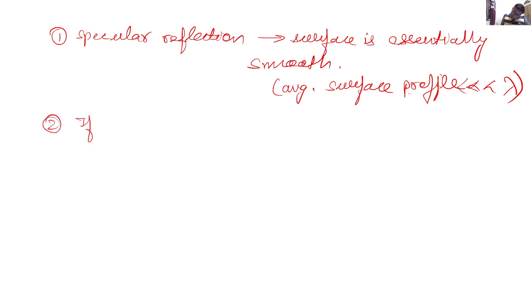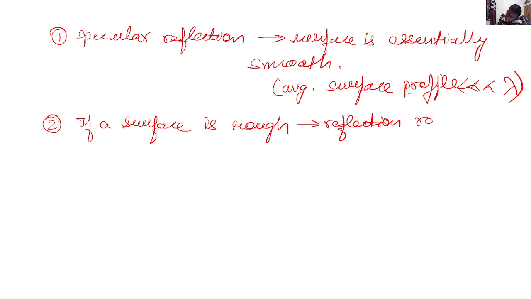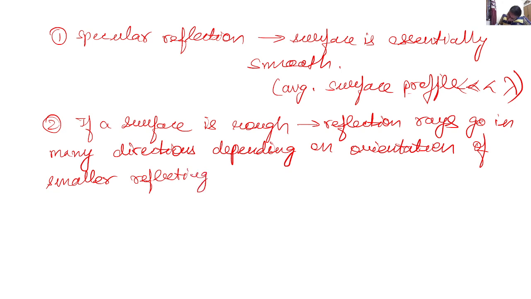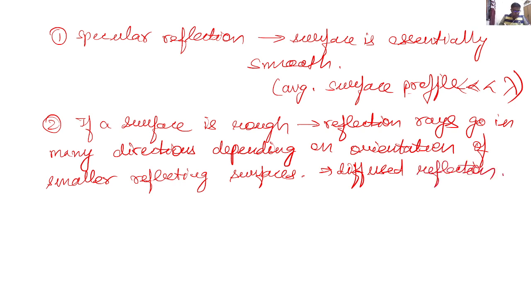The second note is that if a surface is rough, then reflection rays go in many directions depending on the orientation of smaller reflecting surfaces, which is known as the diffuse reflection. Now, if the surface is so rough that there are no individual reflecting surfaces in them, then scattering may also occur.